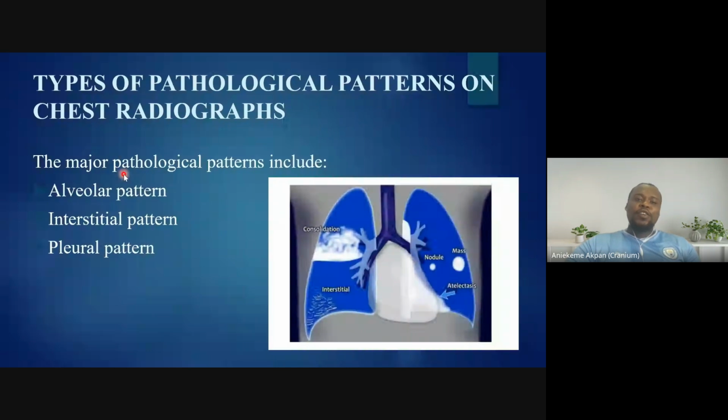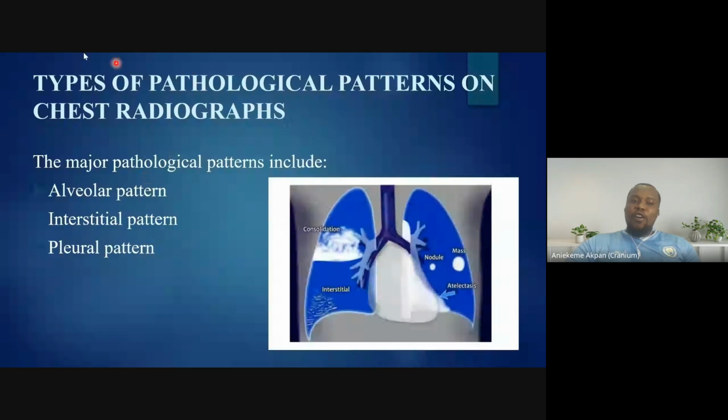So there are major pathological patterns in the lungs. Either these diseases or these pathologic changes are going to affect the alveoli. The alveolus is like the unit of the lungs. They help in gaseous exchange. So either they are going to affect the alveoli, or they are going to affect the interstitium, or they are going to affect the pleural space.